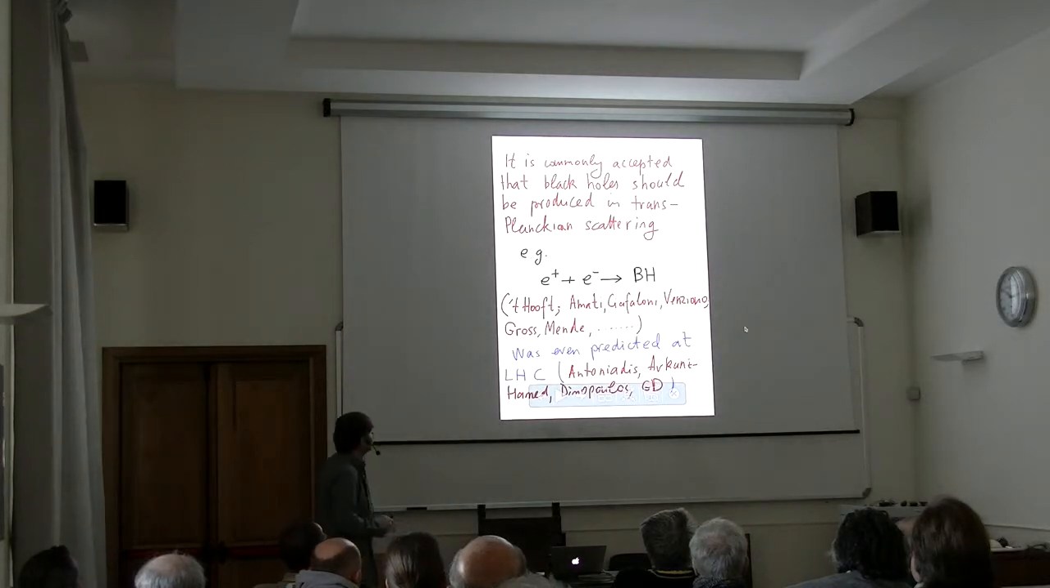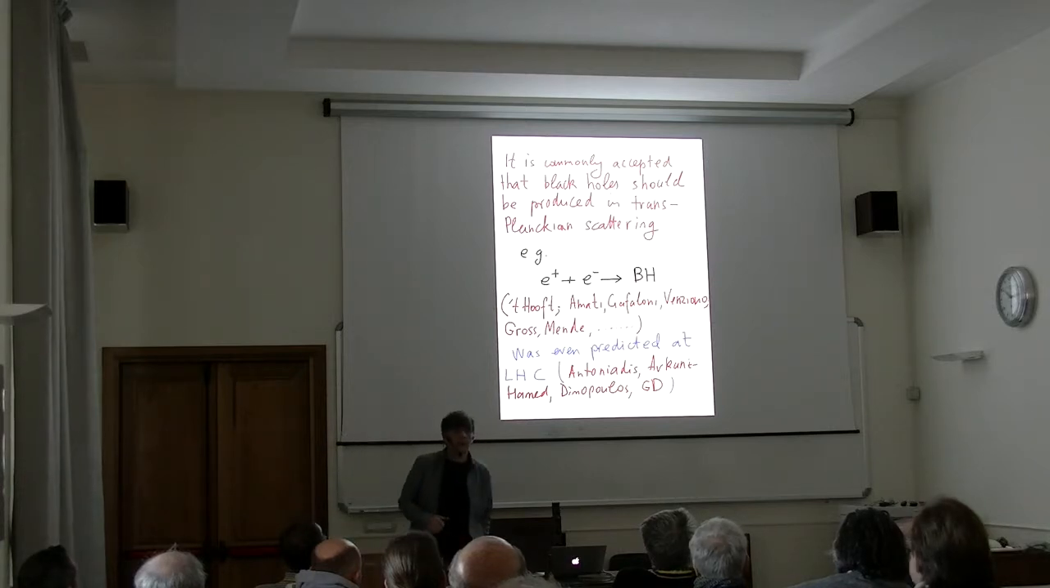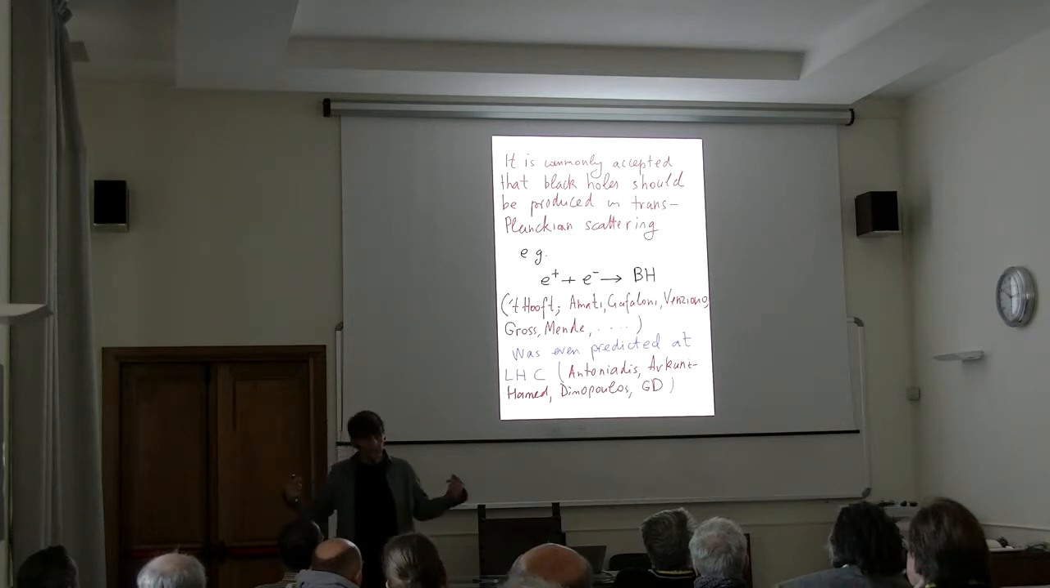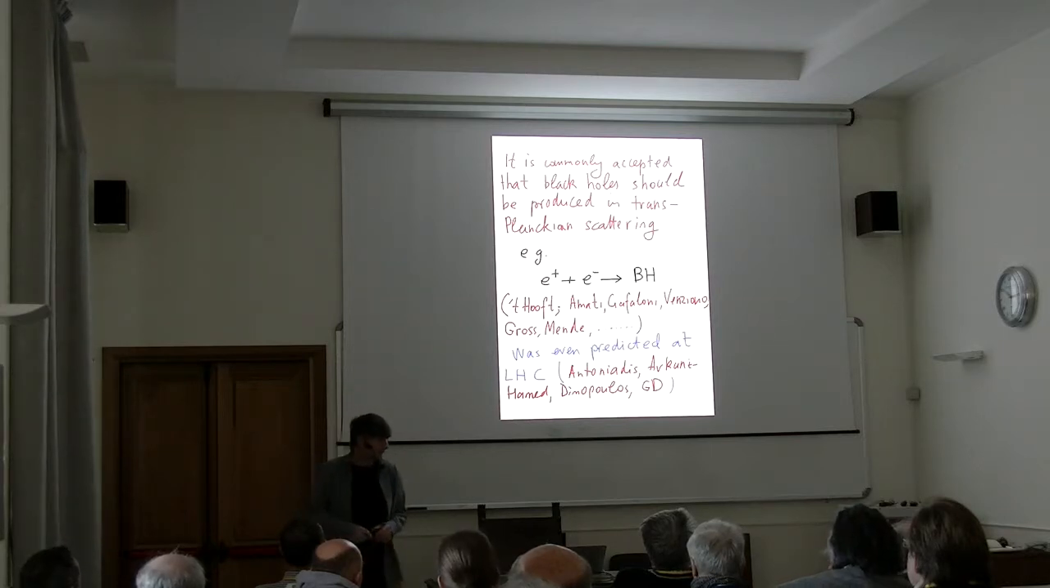It is commonly accepted that at high energy scattering we produce black holes. So the end result of very high energy scattering is black hole production.